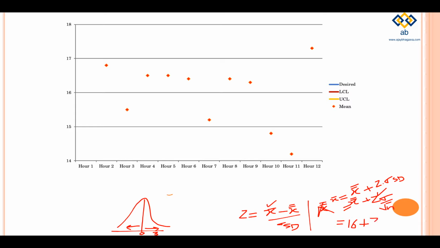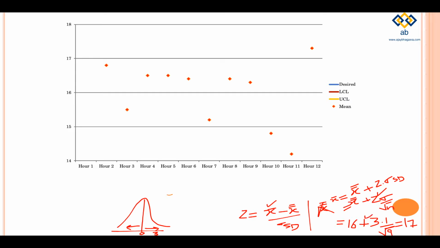sigma here. The sigma value is 1, normal distribution, divided by the square root of n. What is n? 9 in our example. So I am putting 9 here. So you solve it: the square root of 9 becomes 3, 3 divided by 3 becomes 1. So 16 plus 1 becomes 17, right? So this is your UCL, the upper control limit, because it is plus.